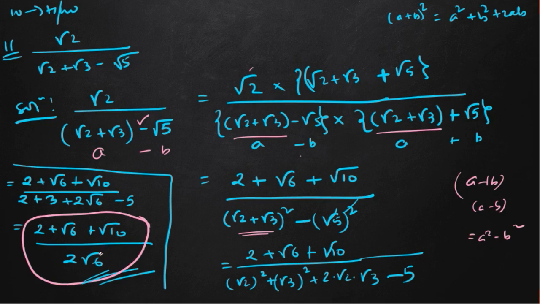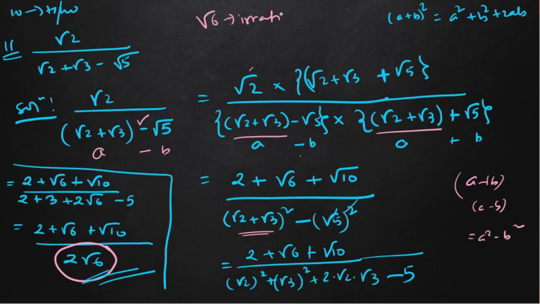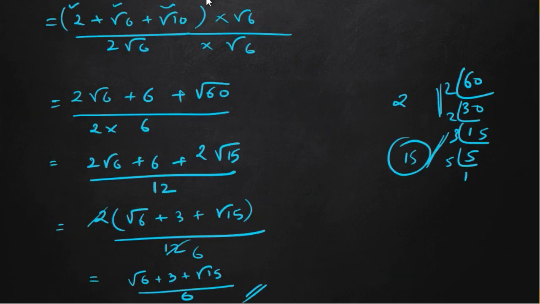But if you see the denominator, root 6 is still there, and we know that root 6 is an irrational number. That means again we have to rationalize the denominator. Why? Because our denominator is again an irrational number. So as root 6 is irrational and 2 is rational, we have to again multiply the numerator and denominator with root 6. We will multiply it in the next slide.